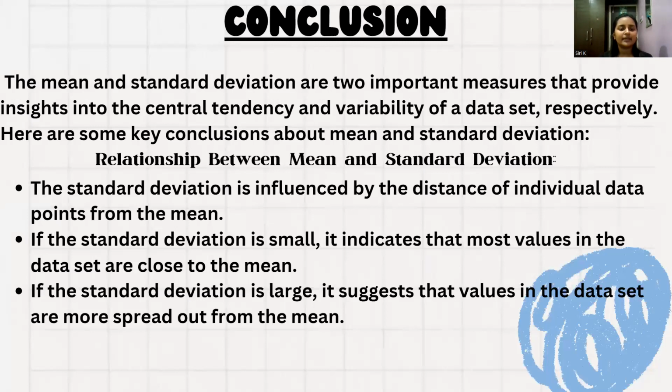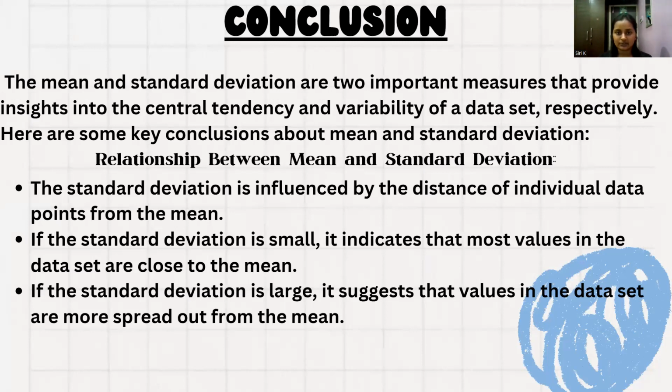Conclusion. The mean and standard deviation are two important measures that provide insights into the central tendency and variability of a data set, respectively. Here are some key conclusions about mean and standard deviation. The relationship between mean and standard deviation is that the standard deviation is influenced by the distance of individual data points from the mean.